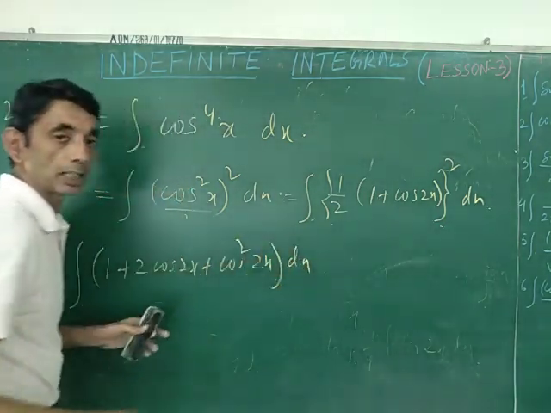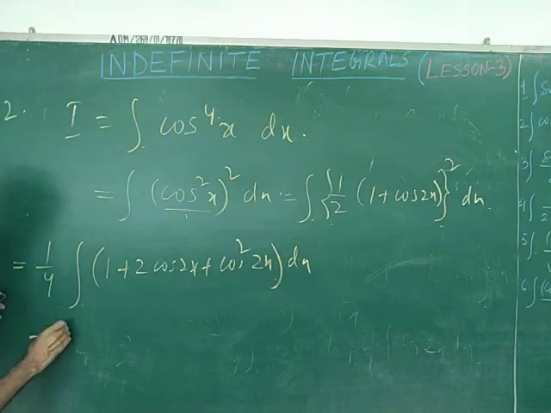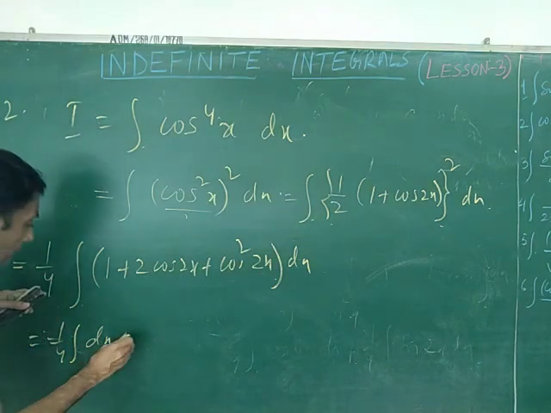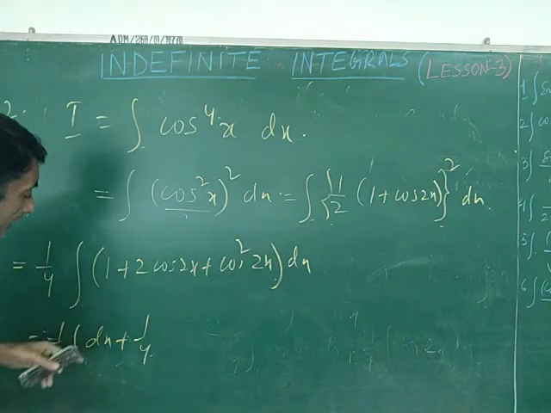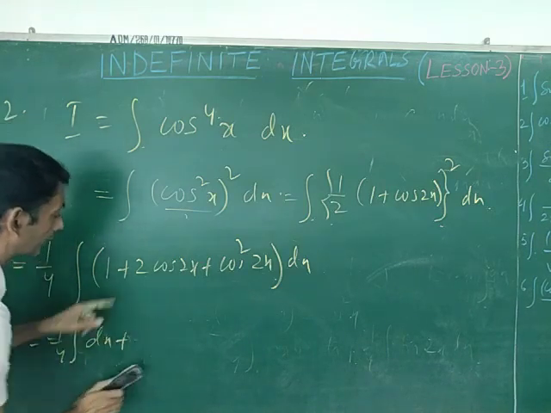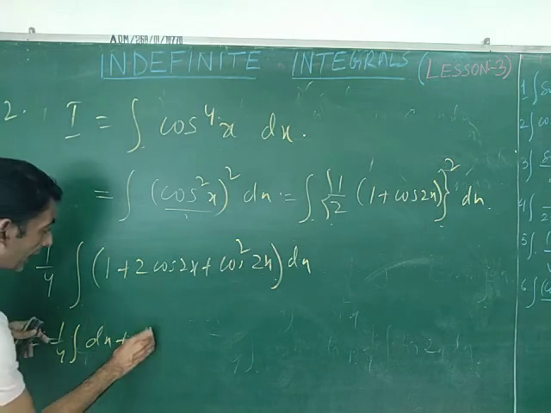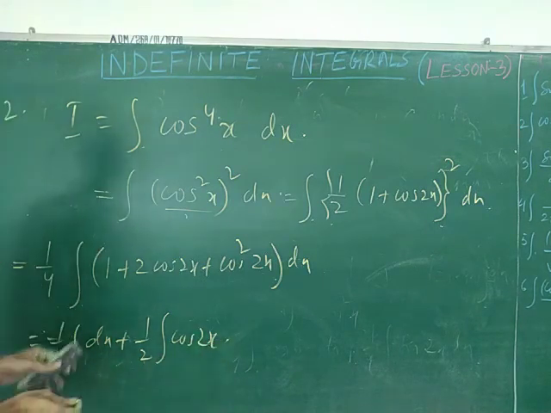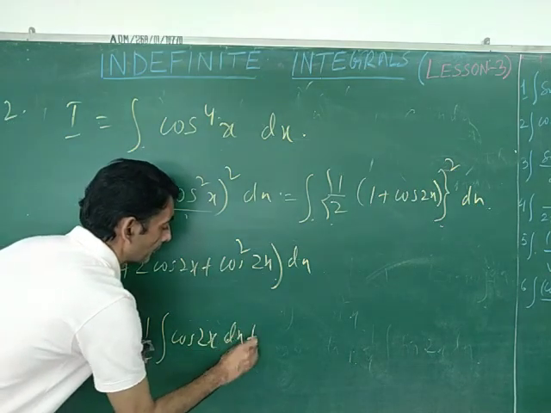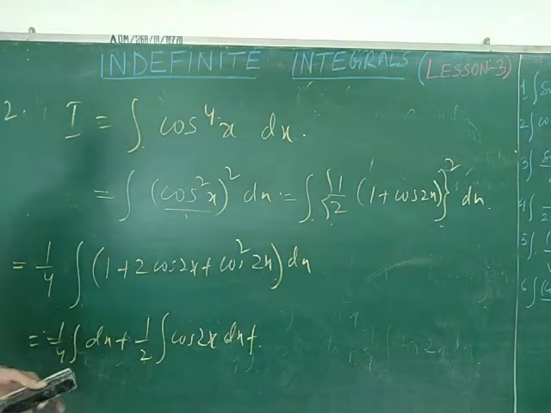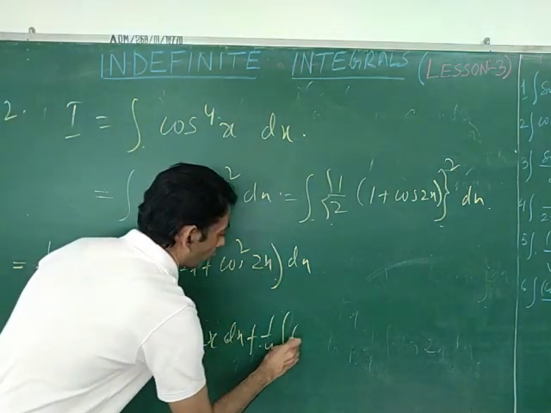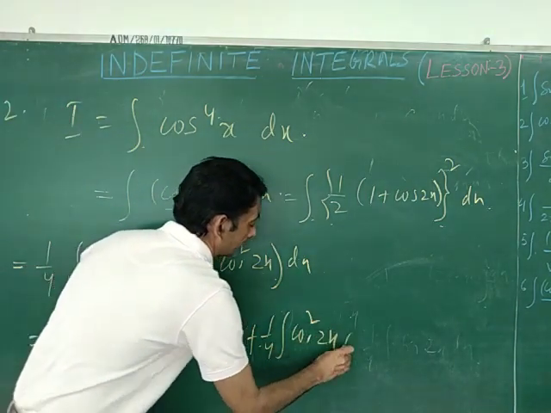So you can separate the integral now. This is 1 by 4. Its first integral is dx, then 1 by 4, just take 2 out. Okay, and 2 multiplied by 1 by 4 is half integration of cos twice x dx. And what is the third term? 1 by 4 cos square twice x dx.